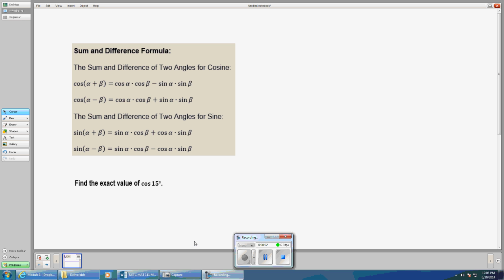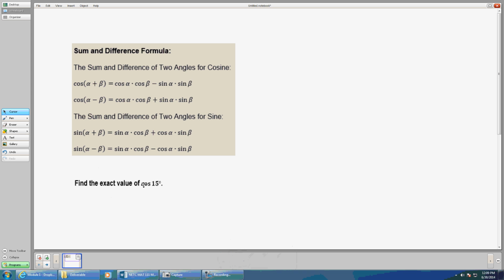This video presentation is to demonstrate how to use the sum and difference formula for sine and cosine. If we want to find an exact value such as cosine of 15 degrees, we will need to use the sum or the difference of two angles for sine or cosine. Since 15 degrees is not listed on the unit circle, we will have to figure out a way to use the unit circle for us to find the exact value of cosine 15 degrees.